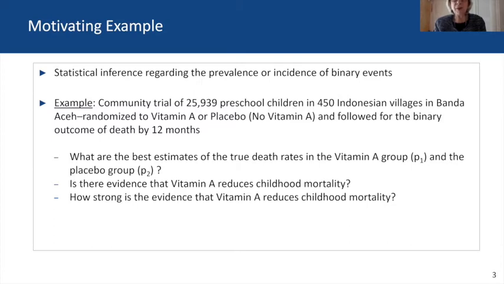So the questions that we may have are, what are the best estimates of the true death rates, the proportion who die, in the vitamin A group, which we'll call P1, and the placebo group, which we'll call P2. We'll also be interested in asking, is there statistical evidence that vitamin A reduces childhood mortality? And if so, how strong is the evidence that vitamin A reduces childhood mortality?